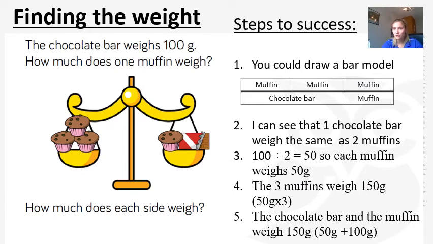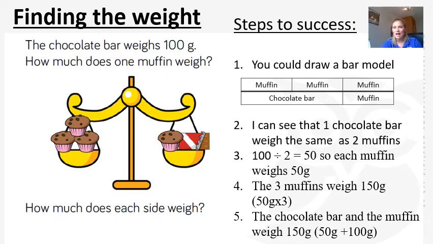So this is how you could do it. You could draw a bar model to show that on one side we've got 3 muffins, and on the other side we've got 2 chocolate bars and a muffin, which weigh the same. So I can see that my bar model is the same. Now from looking at this, I can see that 1 chocolate bar weighs the same as 2 muffins, because the muffins are all going to weigh the same.